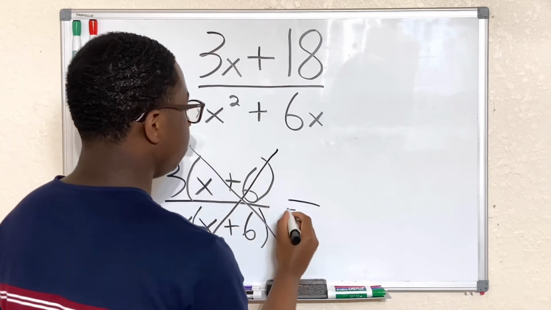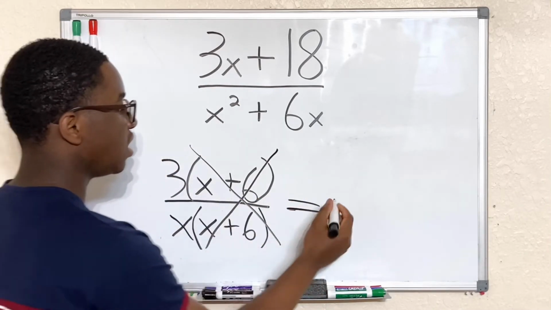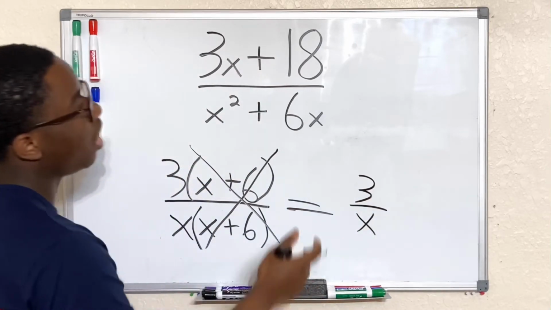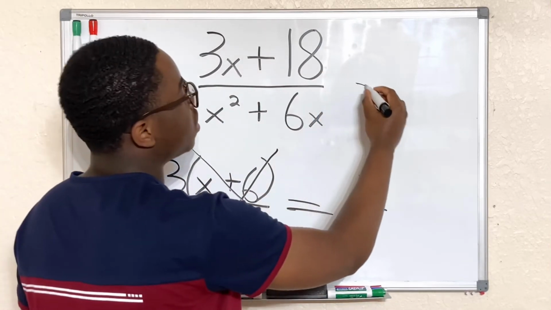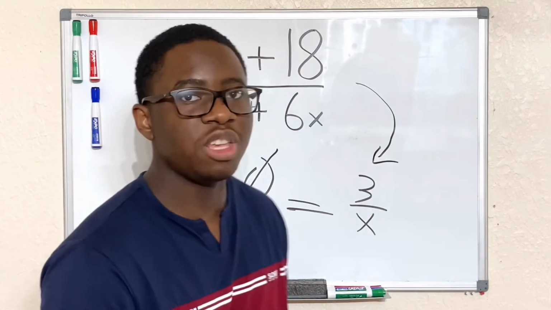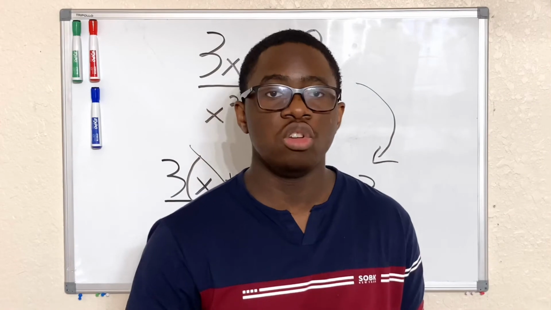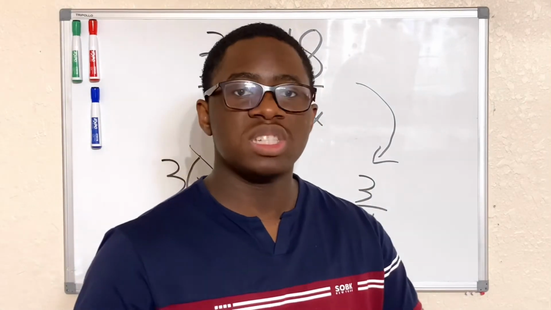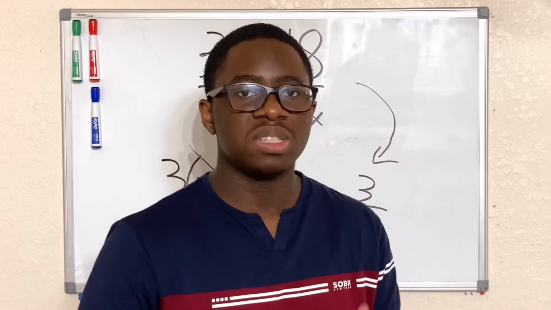So now this would be equal to 3 over x. Now look at how we took something big and scary and turned it into something little and comprehensible. That's what you do with big equations or big expressions like this. Take it one step at a time and break it down into something small.